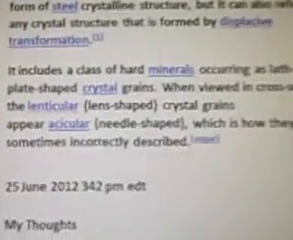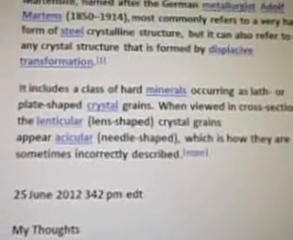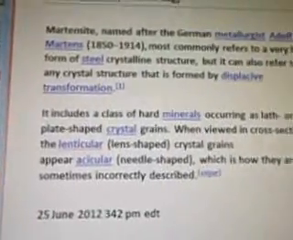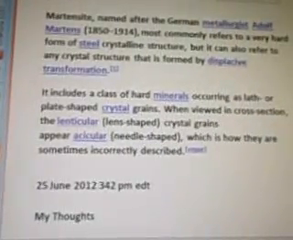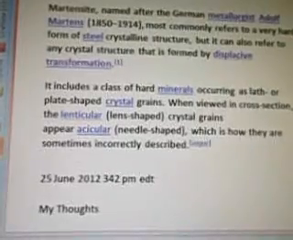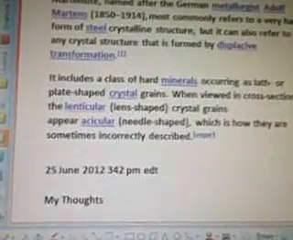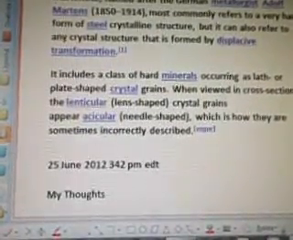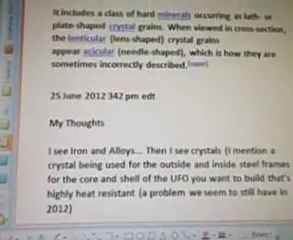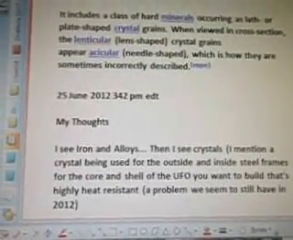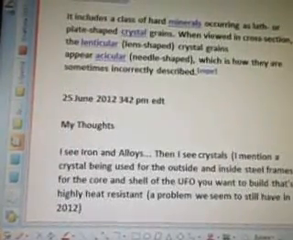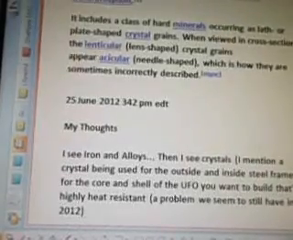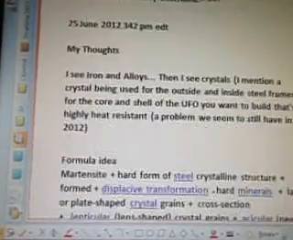So martensite, named after the German metallurgist Adolf Martens, 1850 to 1914, most commonly refers to a very hard form of steel crystalline structure, but it can also refer to any crystal structure that is formed by displacive transformation. It includes a class of hard minerals occurring as lath or plate-shaped crystal grains. When viewed in cross-section, the lenticular, lens-shaped crystal grains appear acicular, needle-shaped, which is how they are sometimes incorrectly described.